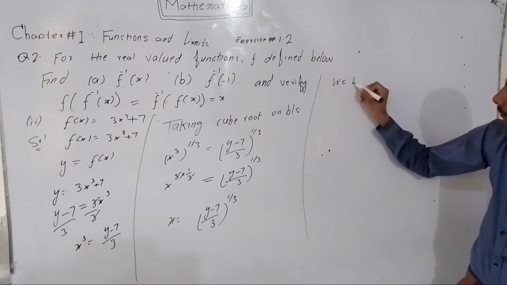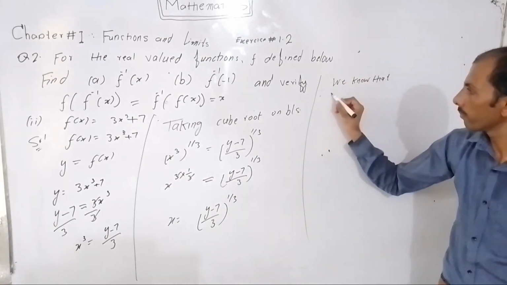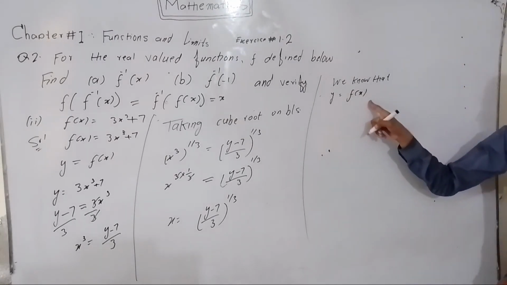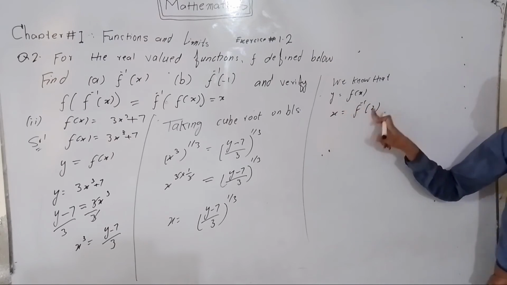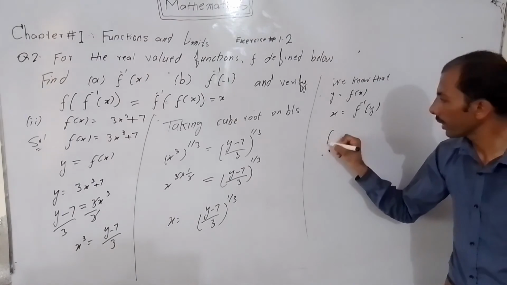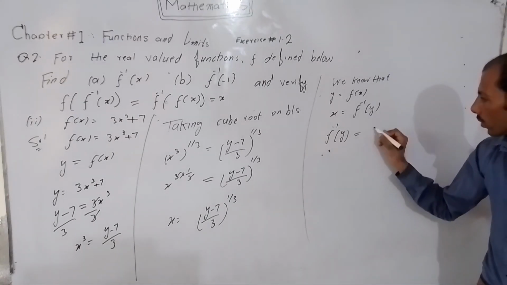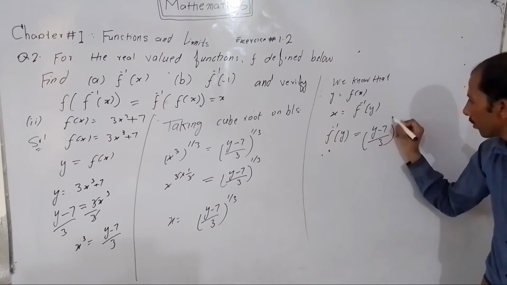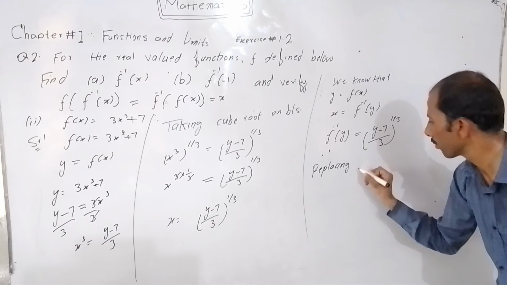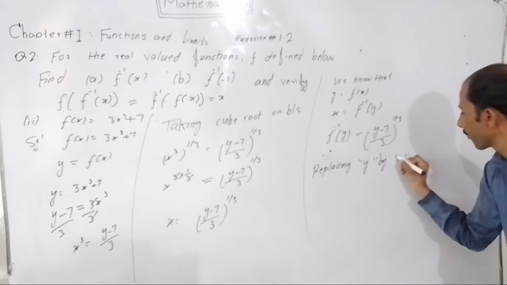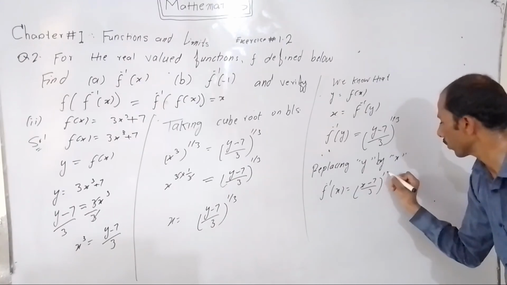We know that y is equal to f of x. It can also be written in the form x is equal to f inverse of y. So f inverse of y is equal to x. It means the value of x is equal to y minus 7 divided by 3 whole cube root. Replacing y by x, so f inverse of x is equal to x minus 7 divided by 3 whole cube root.